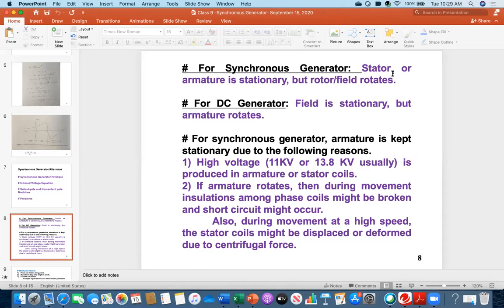Why for a synchronous generator does the stator remain stationary and the field rotate? Then, as I already discussed, you will be answering these things. For a synchronous generator, the armature is kept stationary due to the following reasons. High voltage, 11 kV, 13.8 kV, is usually produced in armature or stator coils. If the armature rotates, then during movement, insulation among phase coils might be broken and a short circuit might occur. Also, during movement at a high speed, the stator coils might be displaced or deformed due to centrifugal force. This is exactly the thing I asked.